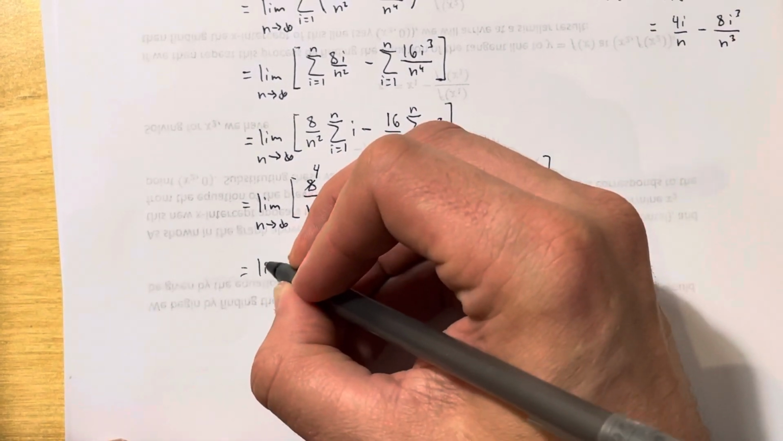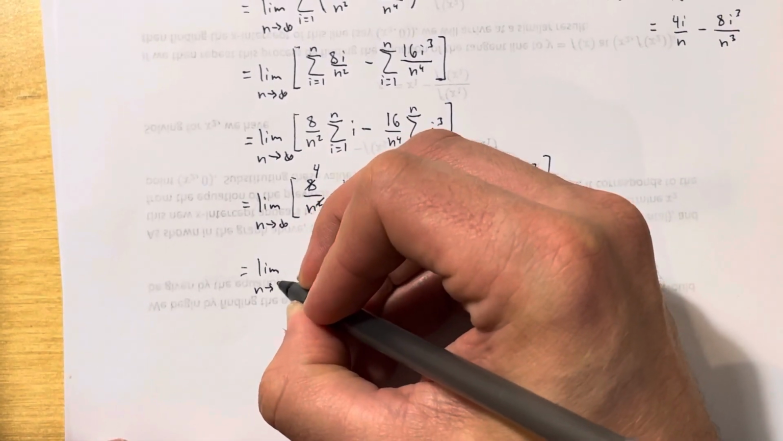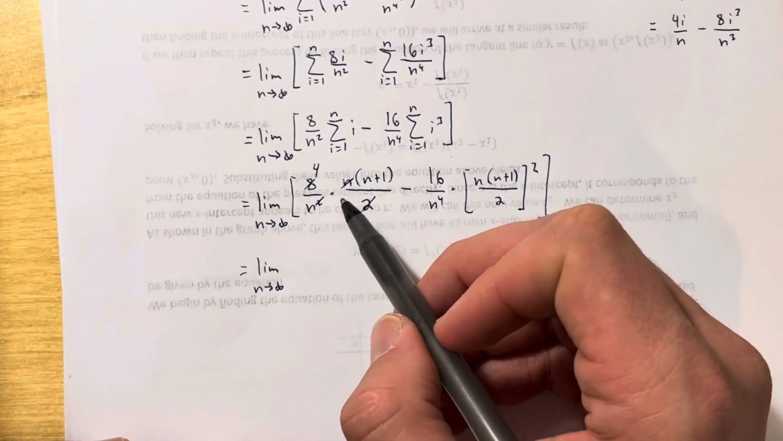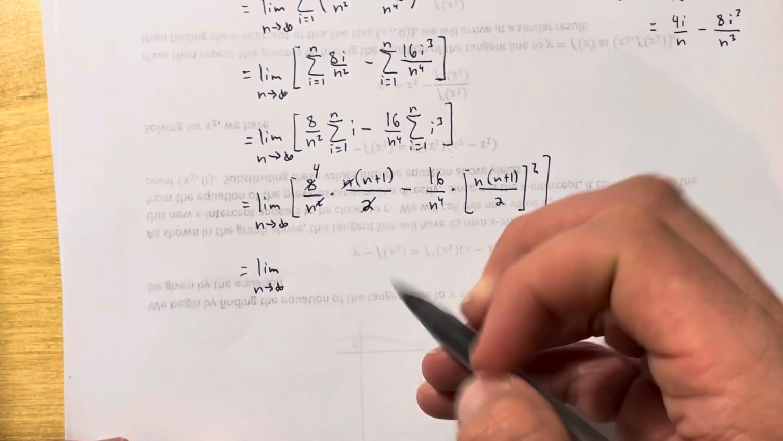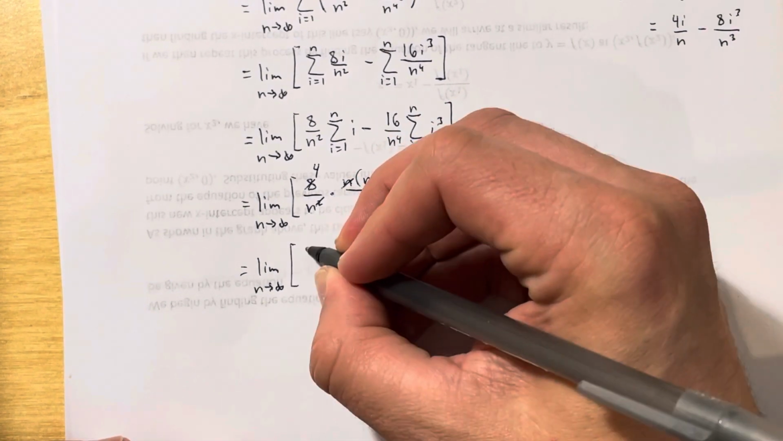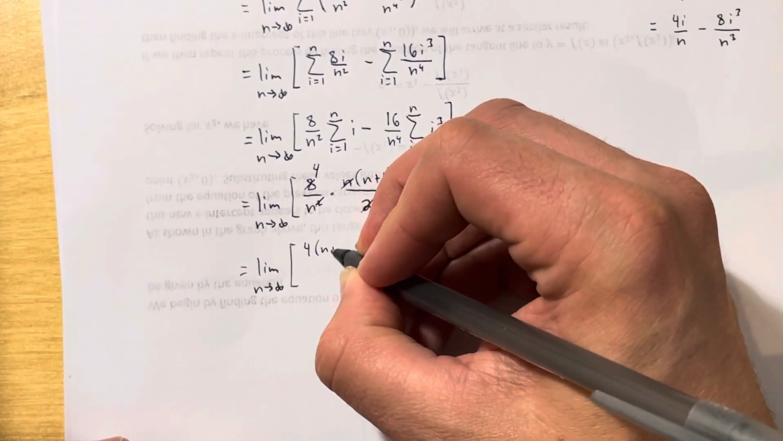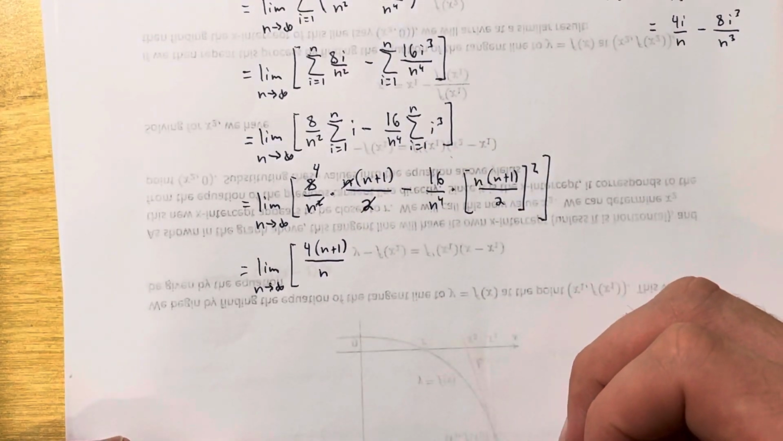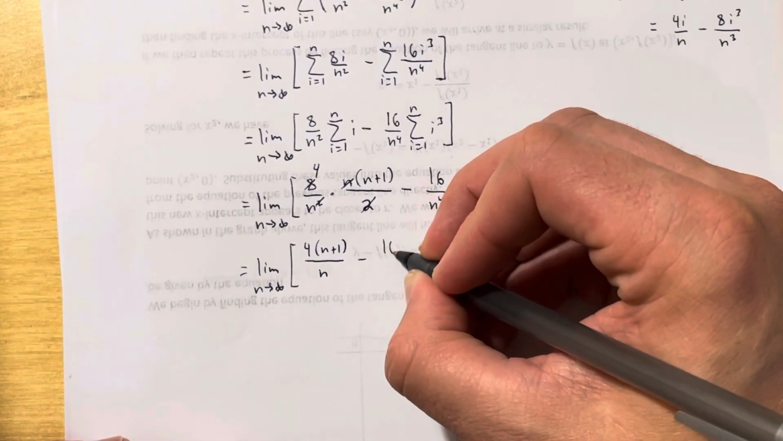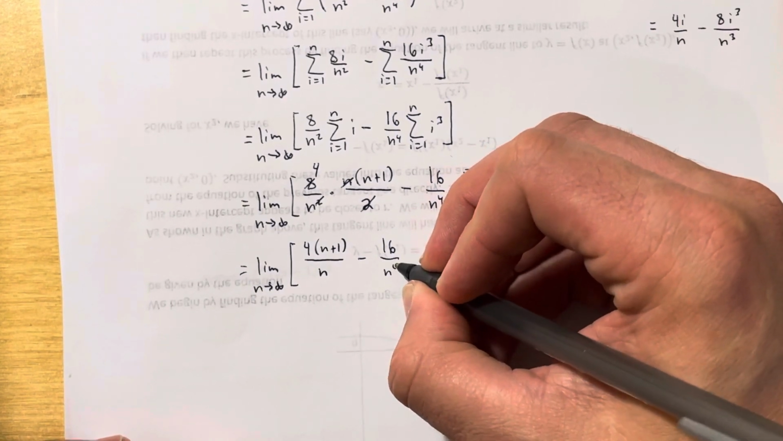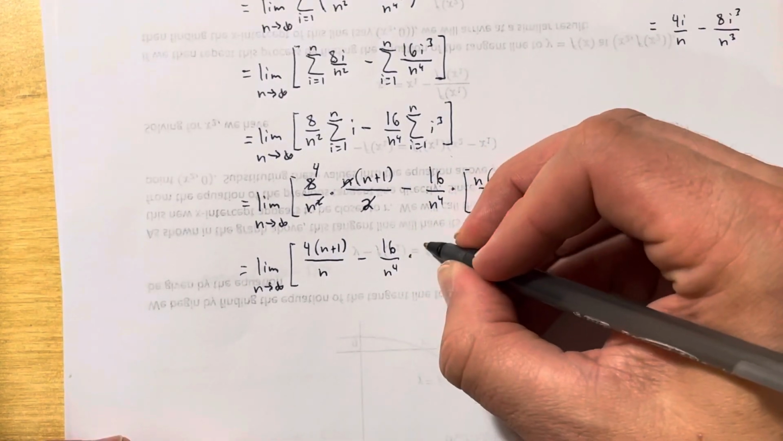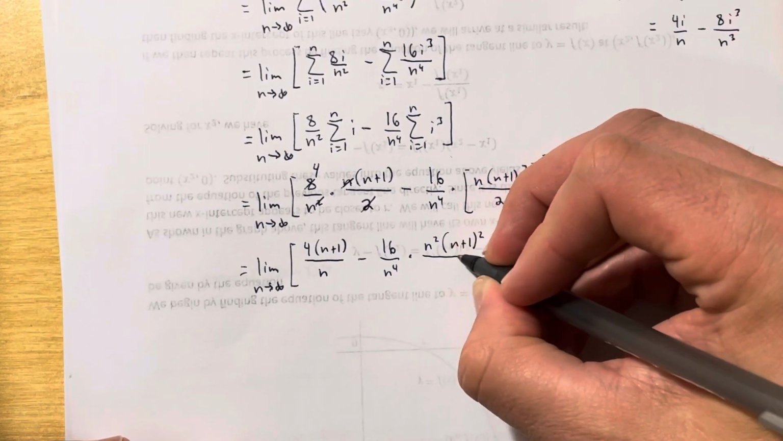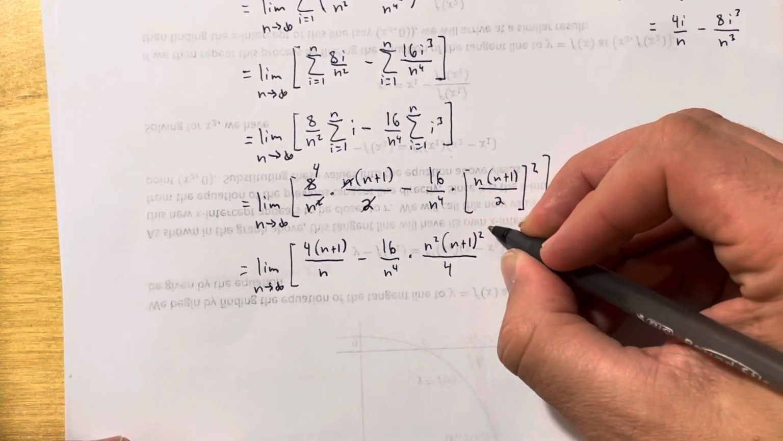So this is equal to the limit as n goes to infinity of what's left here? 4 over n times n plus 1. So that's going to look like 4 times n plus 1 over n, like that. Over here, I'm going to have minus 16 over n to the fourth. Squaring everything in here is going to look like n squared times n plus 1 squared over 4.